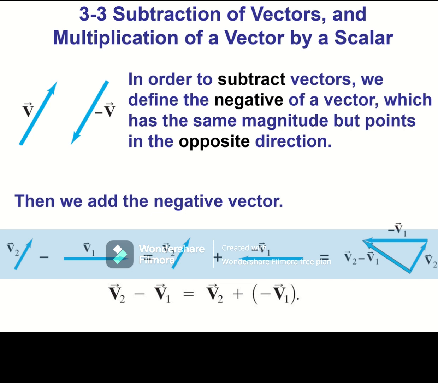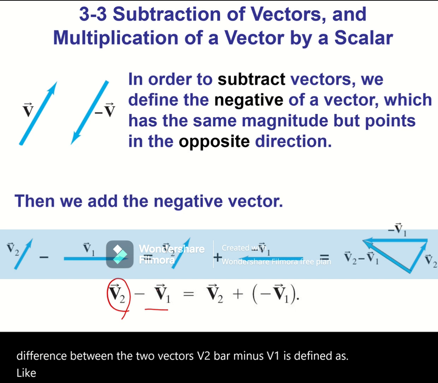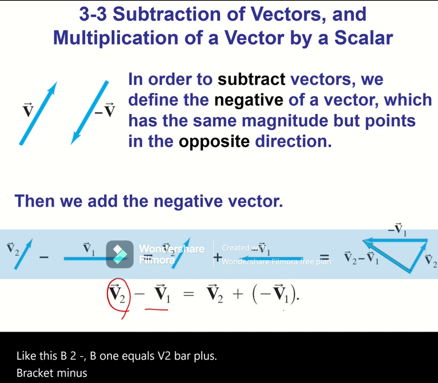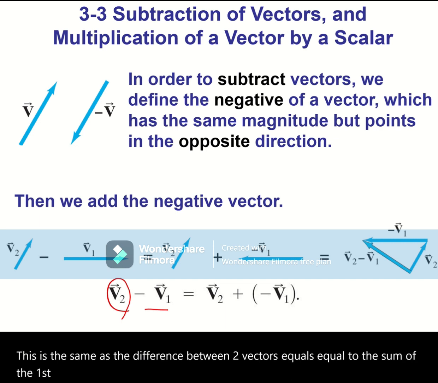Now we can define the subtraction of one vector from another. The difference between the two vectors, v2 bar minus v1, is defined like this: v2 minus v1 equals v2 bar plus bracket minus v1 bar. So this is the same as saying the difference between two vectors is equal to the sum of the first plus the negative of the second.